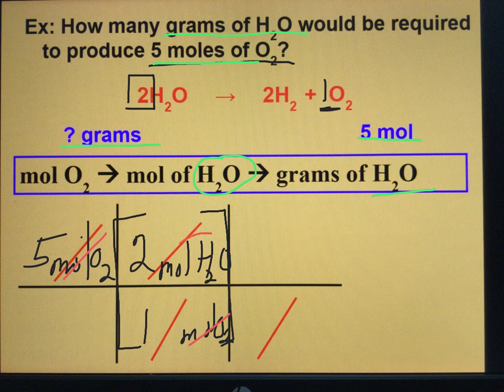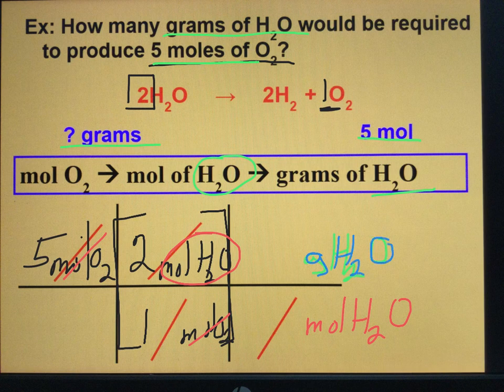Okay, now whatever unit is here, it must go to the bottom. So you have mole of water, because what you're looking for is the molar mass of water. Okay, I'm not sure if that's too clear, so let's go ahead and change that. Grams of H2O. Okay, so now 1 mole always equals your GFM, or your molar mass.